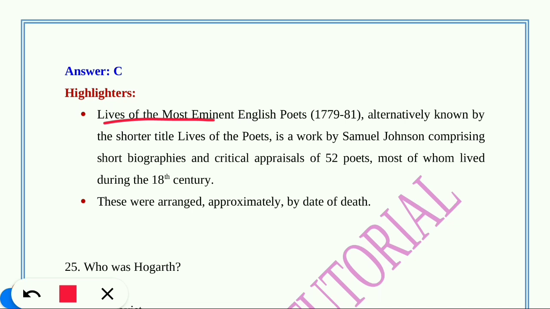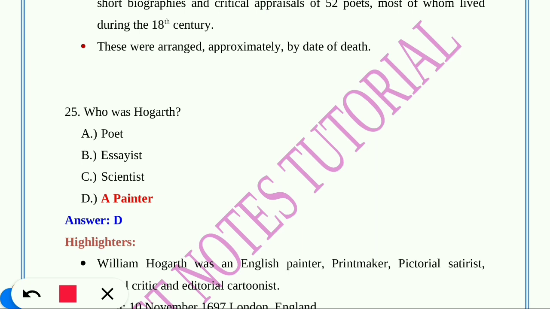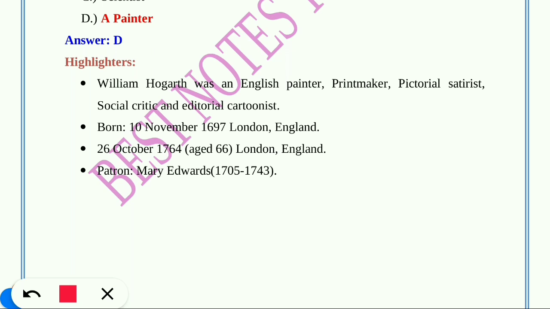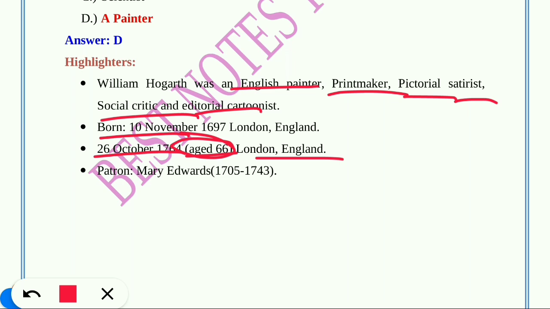Who was Hogarth? A poet, essayist, scientist, or painter? Here option D, a painter, is the correct answer. William Hogarth was an English painter, printmaker, pictorial satirist, social critic and editorial cartoonist. He was born on 10th November 1697 in London, England. He passed away on 22nd October 1764, at the age of 66, and his death occurred in London, England.